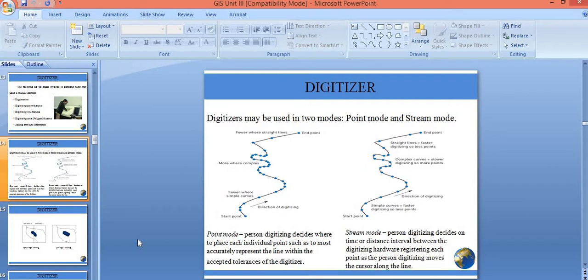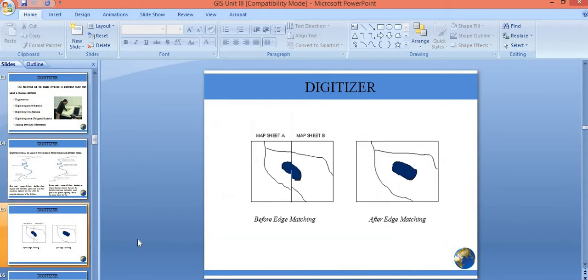Point mode and stream mode. If you are new to digitizing, then you will be going with the point mode. Suppose if you are an expert in digitizing, then you can go with stream mode. Okay.